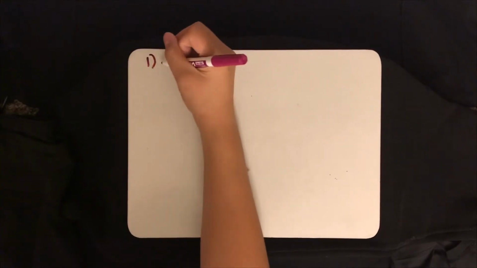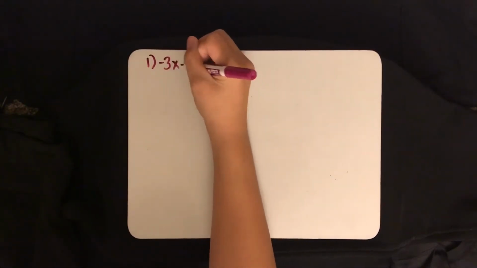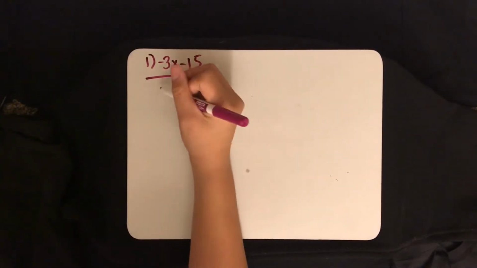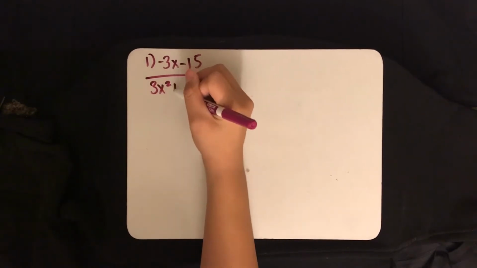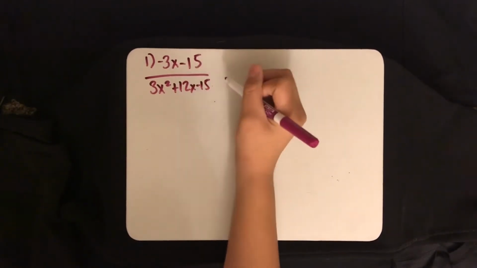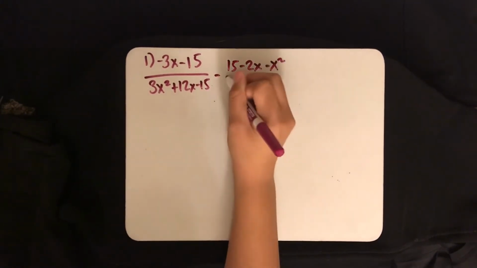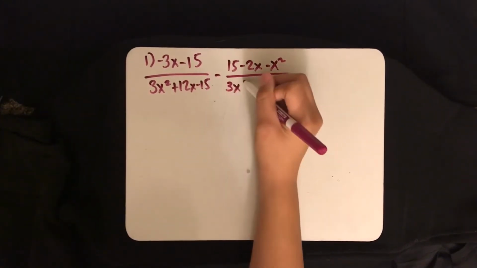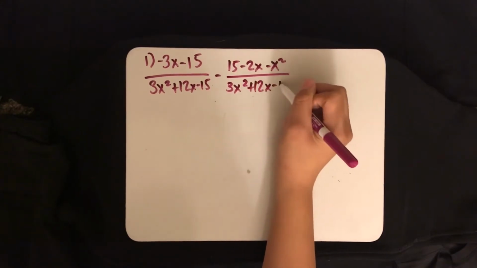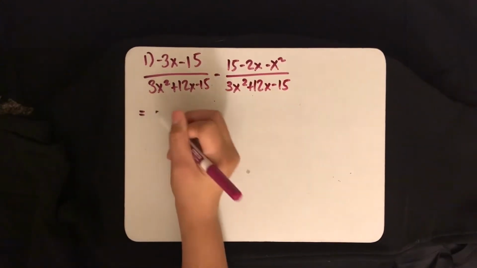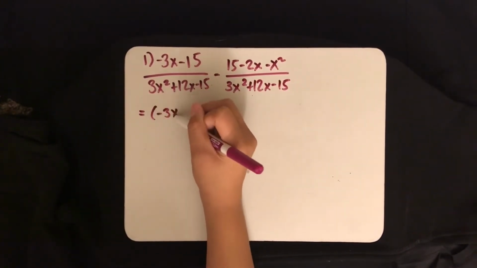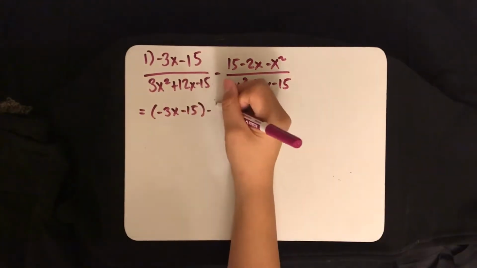The problem is negative 3x minus 15 over 3x squared plus 12x minus 15, minus 15 minus 2x minus x squared over 3x squared plus 12x minus 15. Since the denominators are the same, we are able to combine the numerators and distribute the negative to the second trinomial.